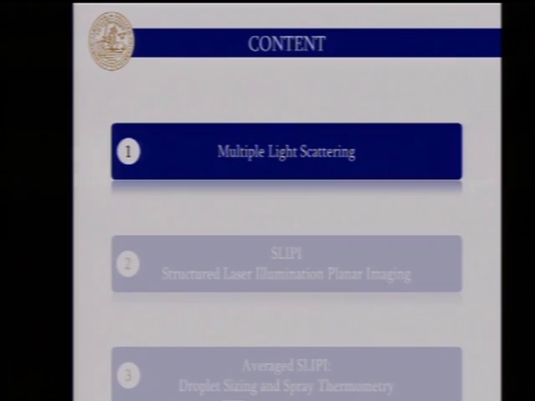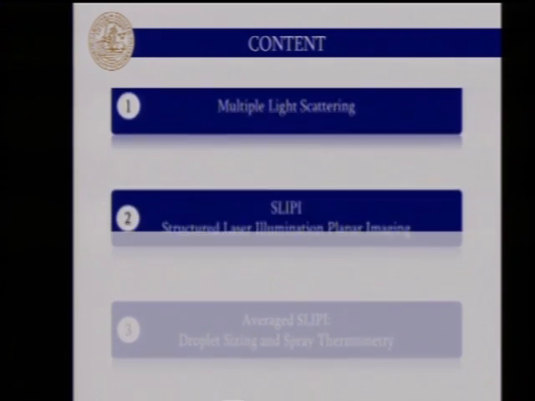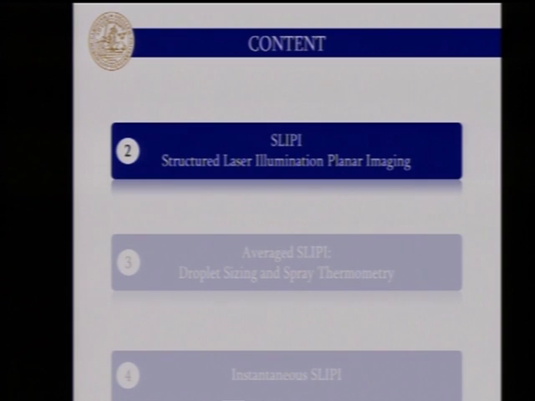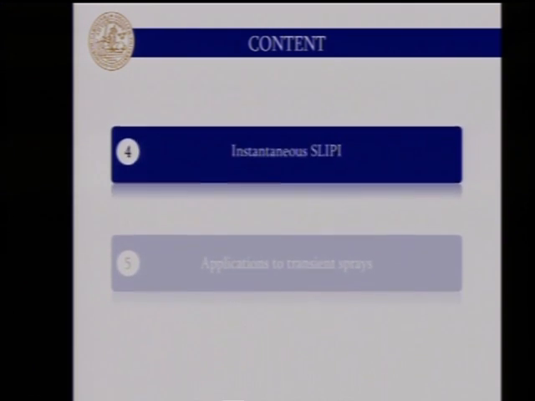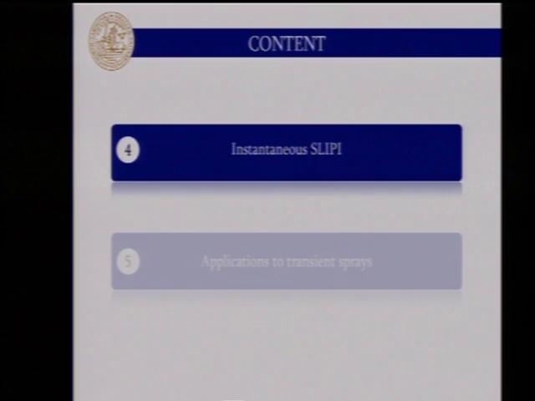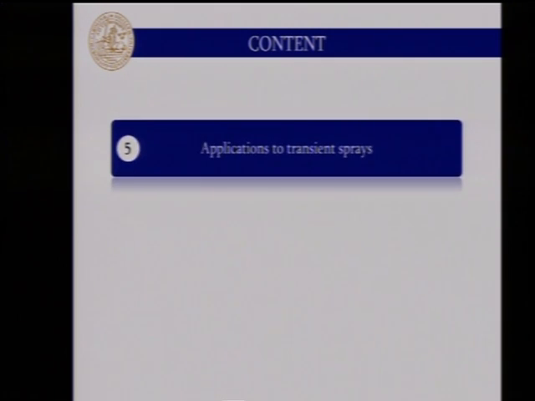So, in this talk, I will obviously talk about multiple scattering and first how to understand this issue. Then I will propose a technique based on laser sheet imaging called SLIPI, Structured Laser Illumination Planar Imaging, to solve this problem. Then I will show some results based on averaged imaging for droplet sizing and also thermometry. I will show you how it is possible to obtain instantaneous SLIPI images. And finally, how we can apply the technique to transient sprays.